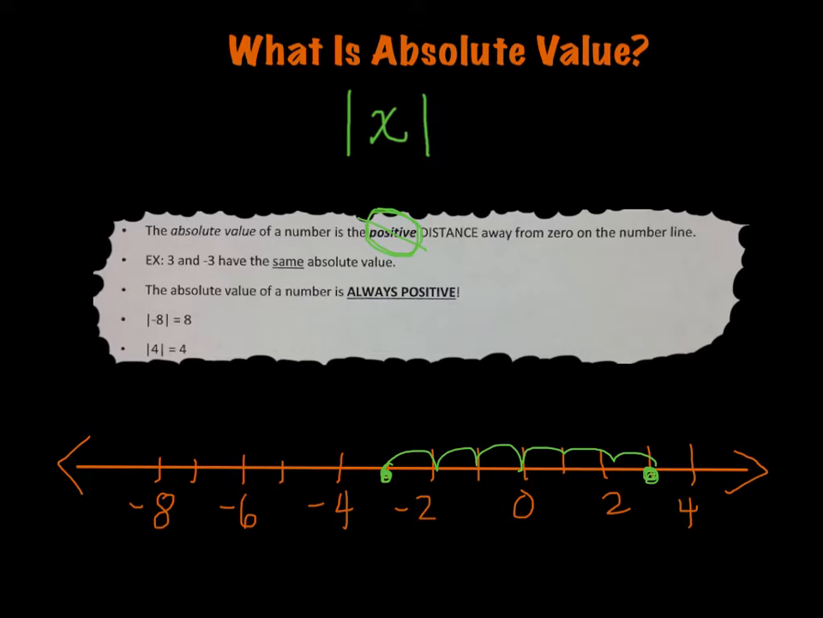So what's the absolute value of negative 8? 1, 2, 3, 4, 5, 6, 7, 8. The absolute value of negative 8 is obviously 8. The absolute value of 4 is 4. So go ahead and try these. I'll give you a couple minutes, pause, come back and get the answers.